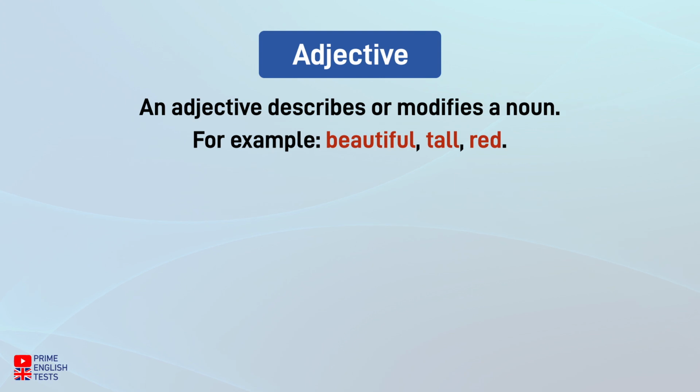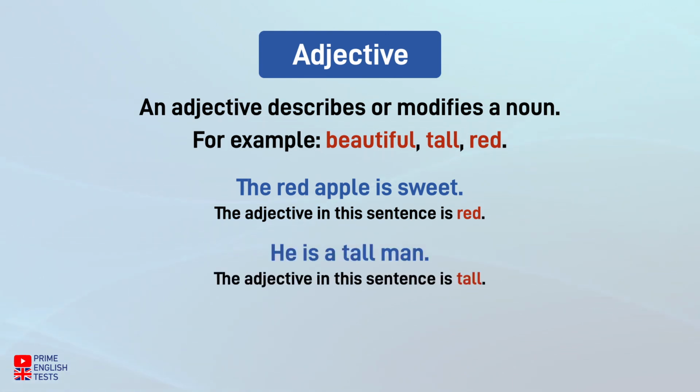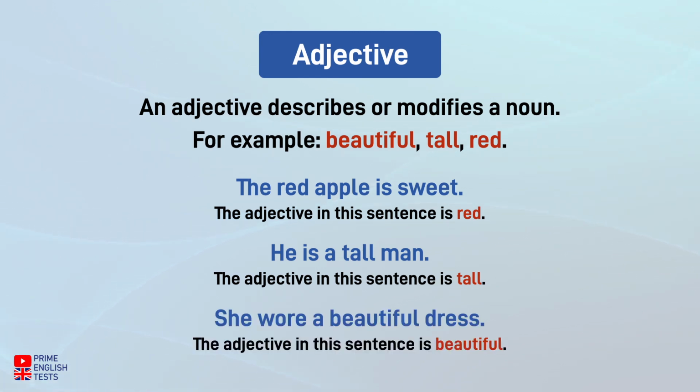An adjective describes or modifies a noun. For example, beautiful, tall, red. The red apple is sweet. The adjective in this sentence is red. He is a tall man. The adjective in this sentence is tall. She wore a beautiful dress. The adjective in this sentence is beautiful.